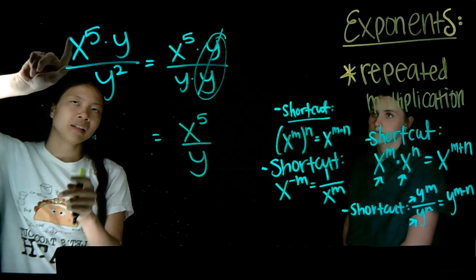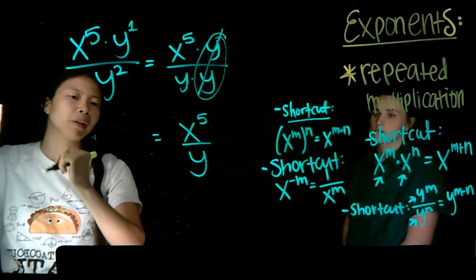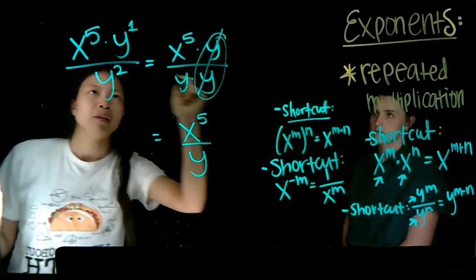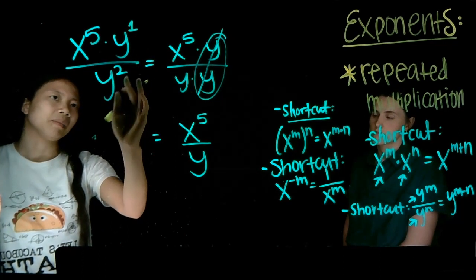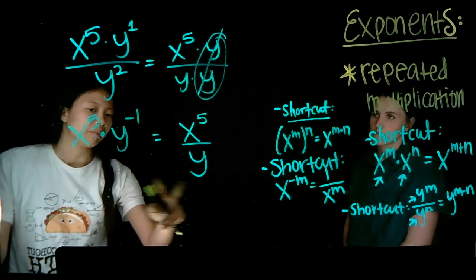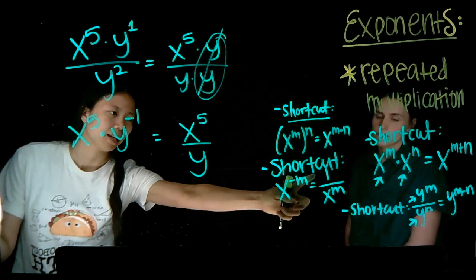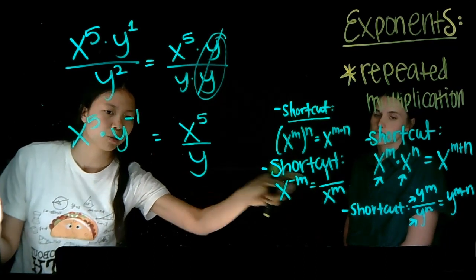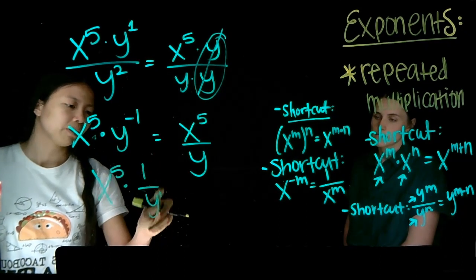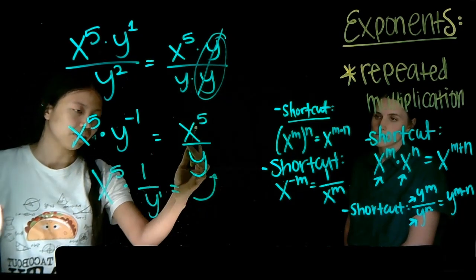If I wanted to use my shortcuts, instead of expanding it out and canceling out my giant 1, I can come back to the beginning here. X to the 5th times y. If I just have y, that's the same as y to the 1st power, because y is just being multiplied once. And my shortcut here is that I can subtract my exponents, and when I do 1 minus 2, that is the same as negative 1. So I have x to the 5th times y to the negative 1, and using my other shortcut, I know that if it's raised to a negative exponent, that is the same as its reciprocal, but to the positive exponent. So I can rewrite this as x to the 5th times 1 over y to the 1st power, because my negative 1 now becomes a positive 1. That's the same thing as what we have here, x to the 5th divided by y.